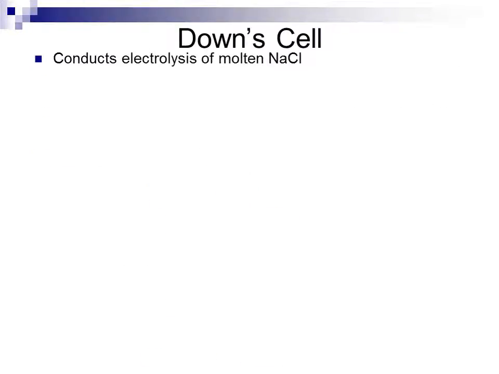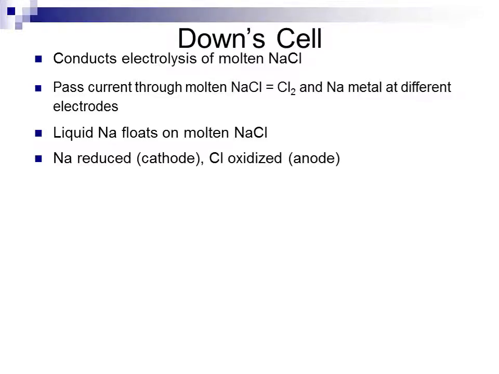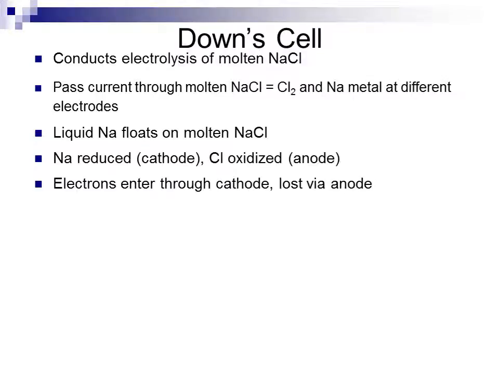Now, in the Downs cell, we conduct this electrolysis from molten sodium chloride. Passing the current causes sodium and chlorine to be produced at the different electrodes. The sodium reduced at the cathode and the chlorine oxidized at the anode have to be kept separate. Now, the electrons will enter through the cathode and be lost by the anode. So the cathode will be negative, the anode will be positive.